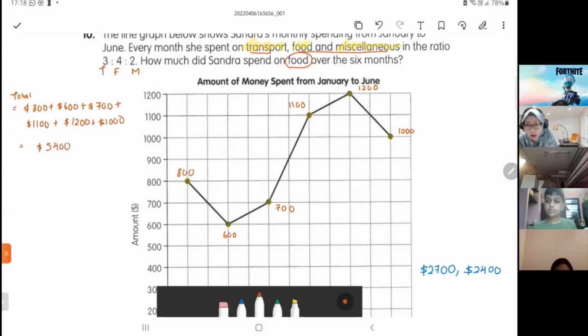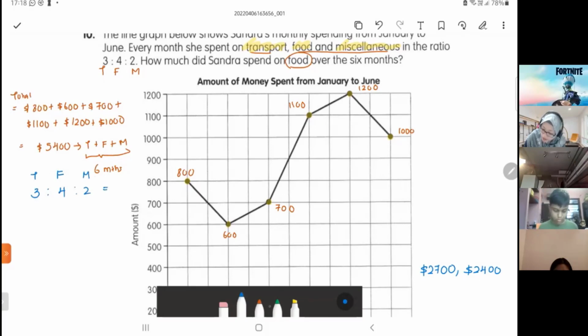So this is the total of transport, food, and miscellaneous over the 6 months. But do I want that? No, I just want the food. Right now, you know that it is spent in the ratio of 3:4:2, transport, food, miscellaneous.